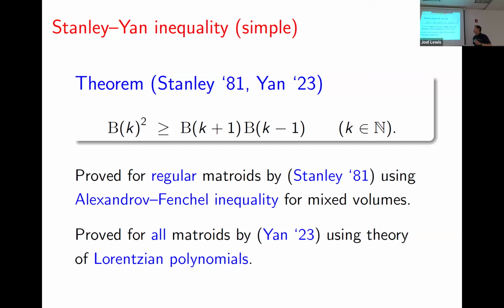In 2023, this inequality was finally proved for all matroids. This is by Alan Yen. He was a junior student at Princeton and is now a graduate student at Harvard. He proved this by a method that is now called Lorentzian polynomials, which you can think of as the polynomial version of Hodge theory.